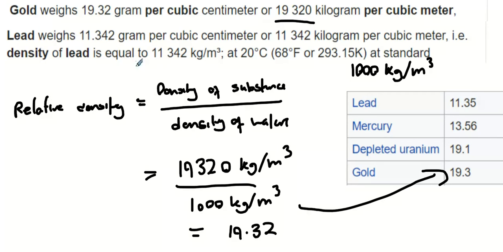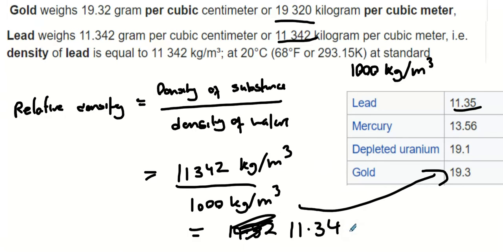Likewise, same thing for lead. If I want the relative density of lead, I can get 11,342 kilograms per cubic meter divided by 1,000, and you can see we're expecting roughly 11.35, but apparently it's 11.34 according to this calculation. So there you go, that's how you get relative density.